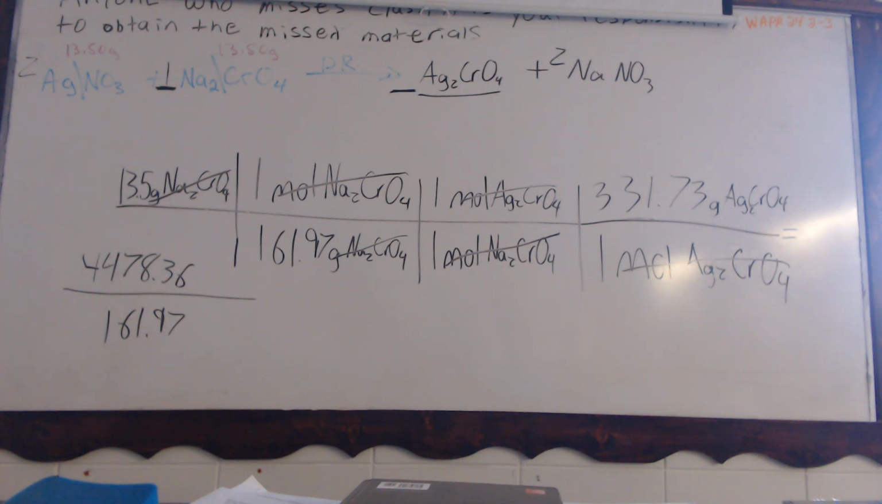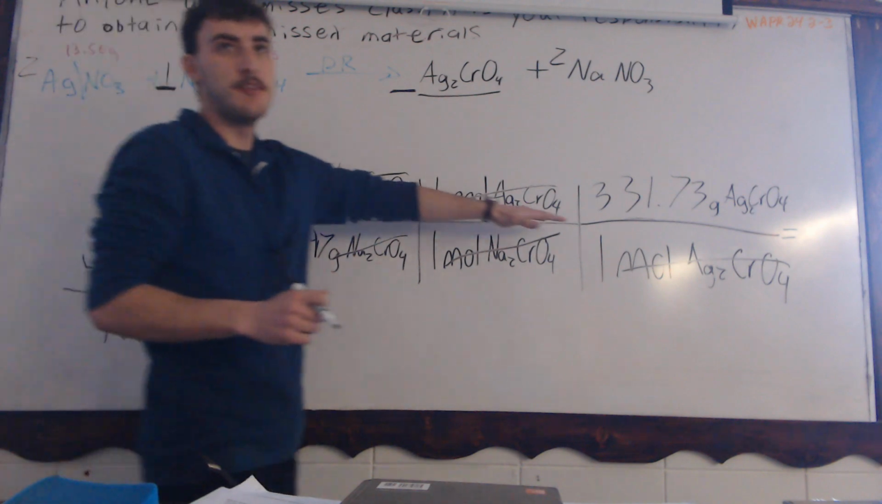All right. So does everybody have this? All right. Shh. Come back up here. Does everybody have this? So if you multiplied everything on top, you get 4,478.36. And if you multiplied everything on the bottom, you get 161.97. Yep, you divide them because this line acts as a dividing line.